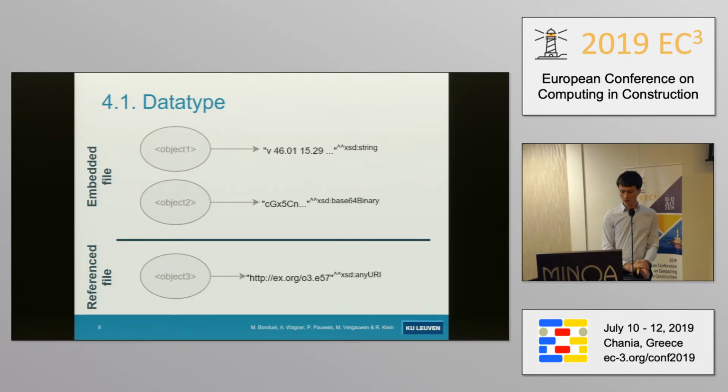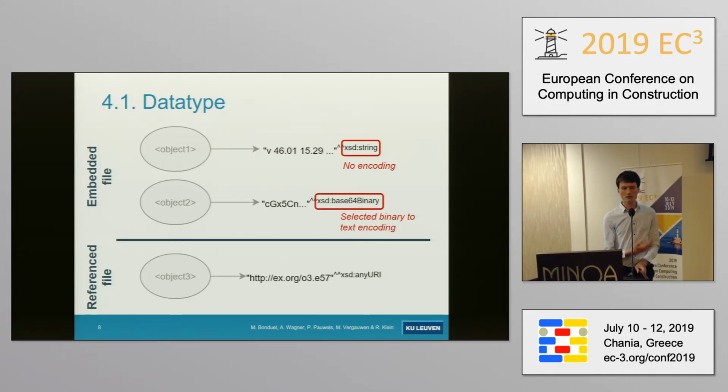What we propose is that we can use the data type here to express which kind of method is used to store the geometry in the graph. So for example, in the first case, if we embed geometry as snippets into the literals, we copy the entire content of a geometry file that would normally exist on your computer, and we place it into the literal. So we use the data type string if there's no encoding. For example, OBJ is a text format.